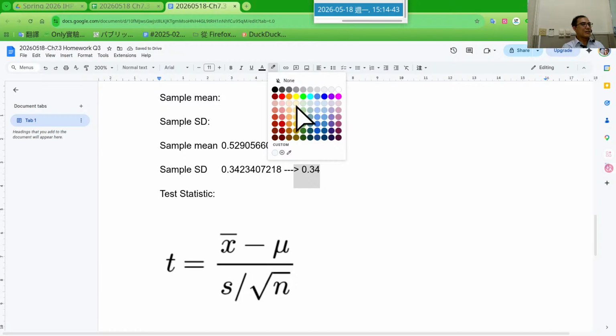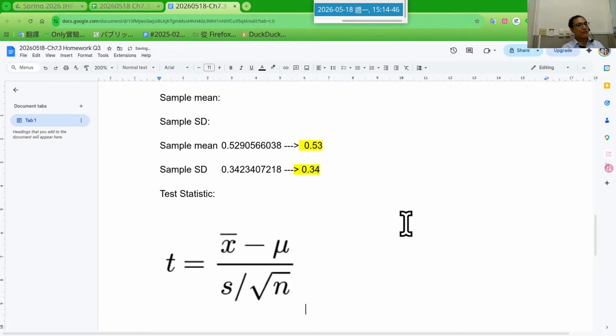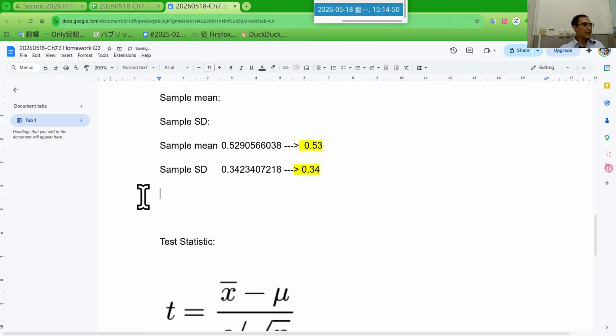The standard deviation is 0.34, and the sample number is 53. And my question is, when I type space, it becomes capital automatically, but actually the lowercase n means the sample number. If we type capital N, it means the population number.